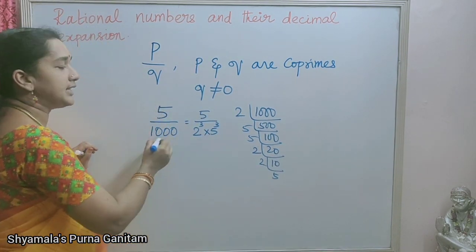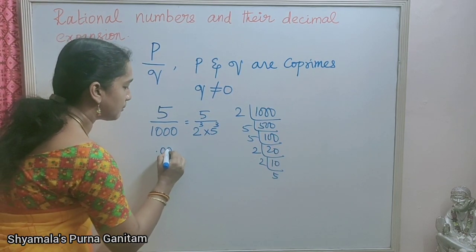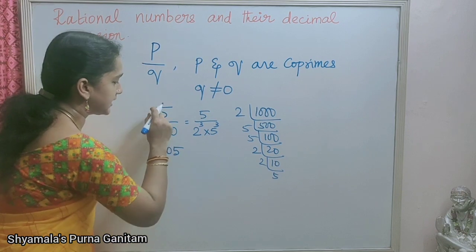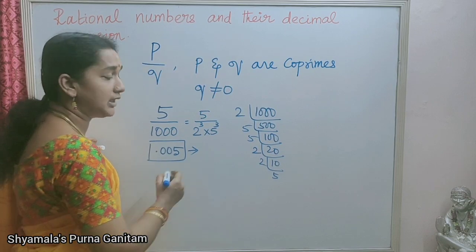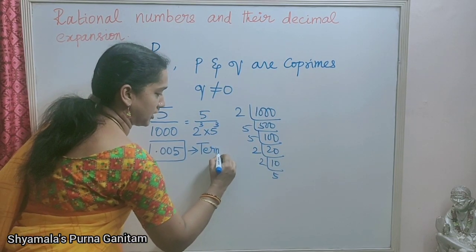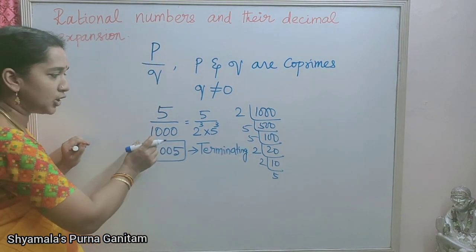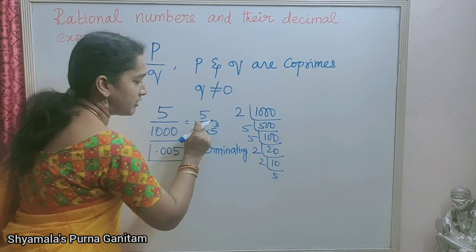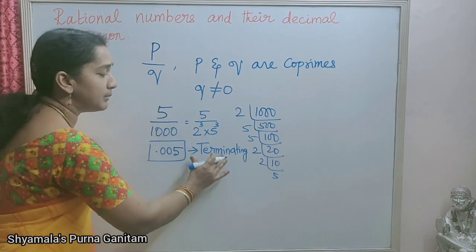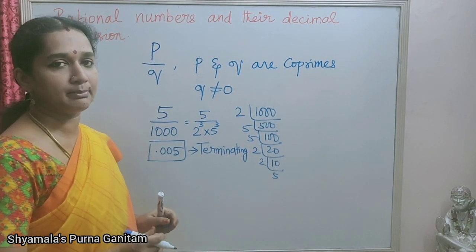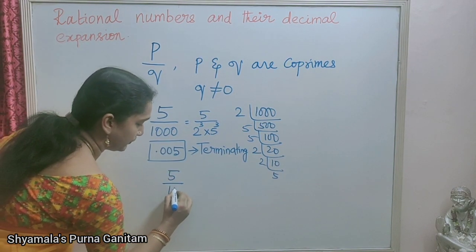So, when you find the decimal expansion of 5 by 1000, what will it be? It will be 0.005, since it is divided by 1000. This type of decimal expansion is called terminating decimal expansion. If the denominator is of the form 2 power m into 5 power n, it will have a terminating decimal expansion. One more example is 5 by 15.